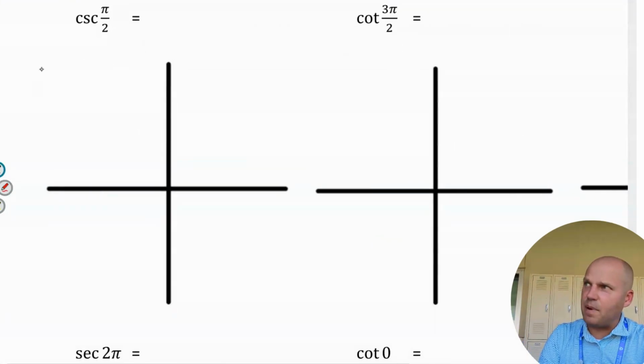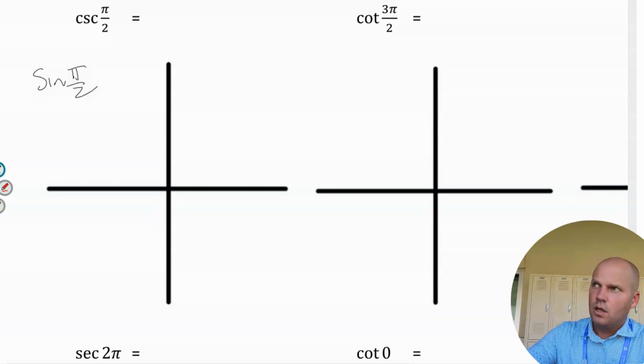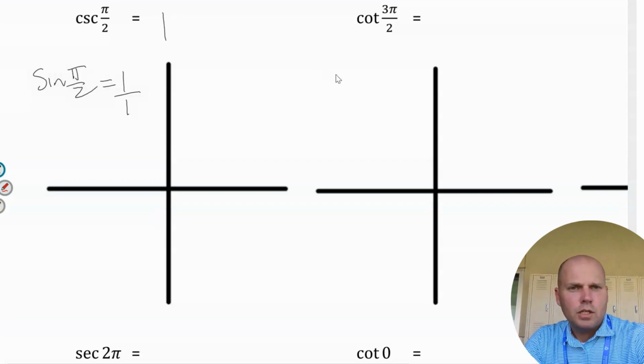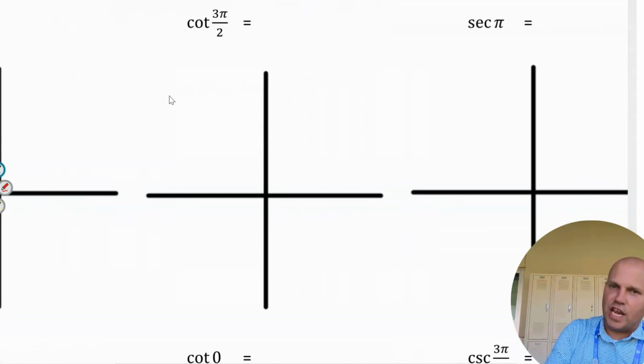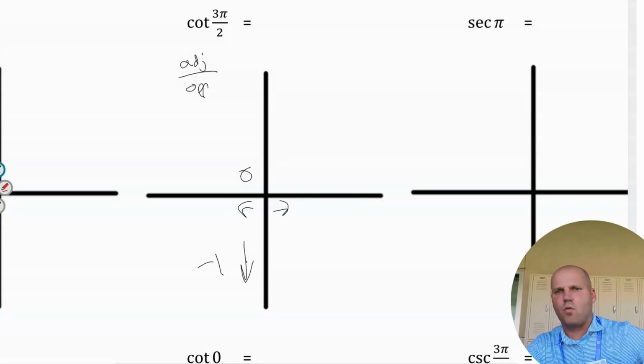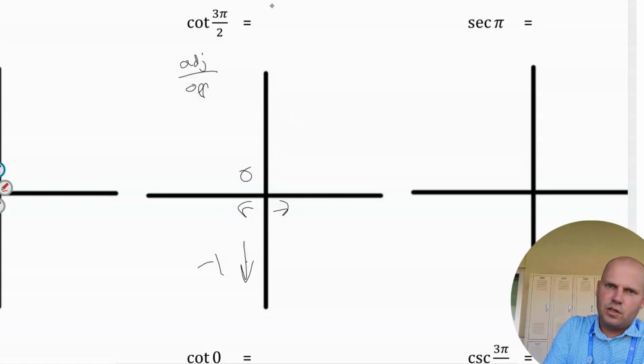Reciprocals. Let's find the sine of pi over 2 and flip it. Sine of pi over 2 is 1. If you want to flip it, still 1. Let's find the adjacent over the opposite of 3 pi over 2. The adjacent is 0. The opposite, the vertical, is -1. Adjacent over opposite, 0.